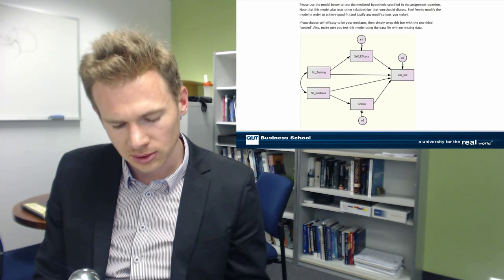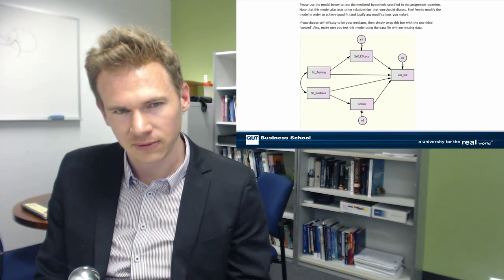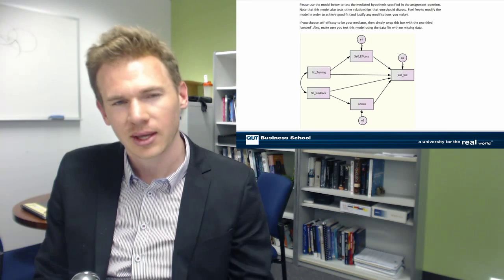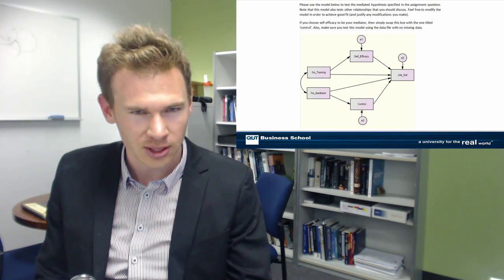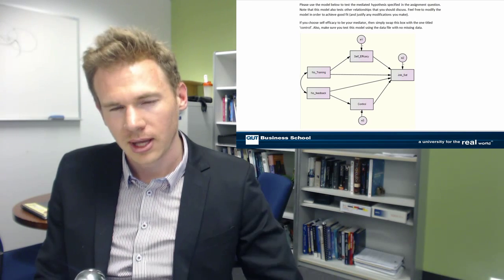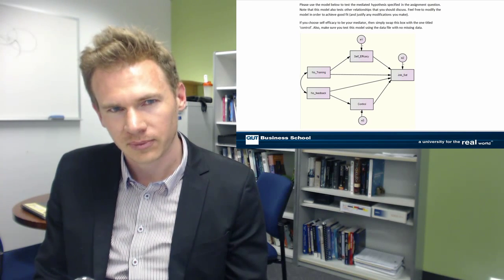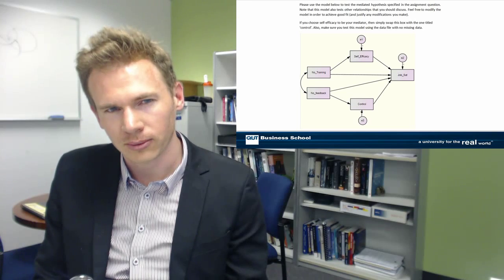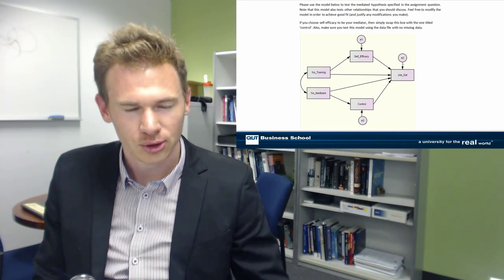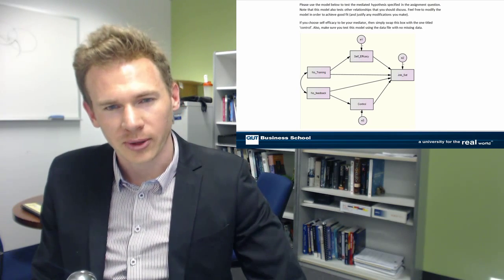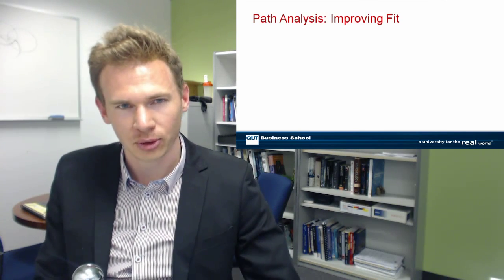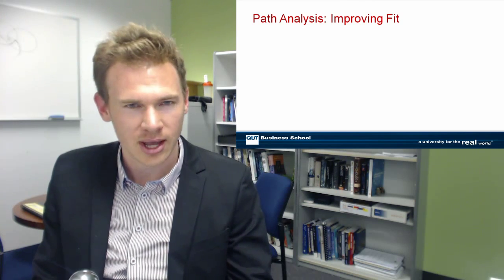What you need to do is you need to test the fit of this model, which is going to be bad, and then improve the fit using a variety of theoretical changes, things that make sense to you, and also using the modification indices. Once you get a good fitting model, you can then assess whether or not your indirect effect is significant. Okay, so what I'll do now is I will take you through an example of how to actually improve fit so that you can then test your indirect effect. And I will open up AMOS in order to do this.